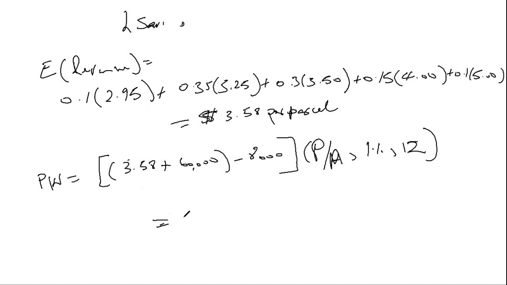So this gives us 206,800, not 208, 206,800, times 11.255. So guys, make sure to look up the number, make sure the number that I have is correct. So I have 2,327,534.